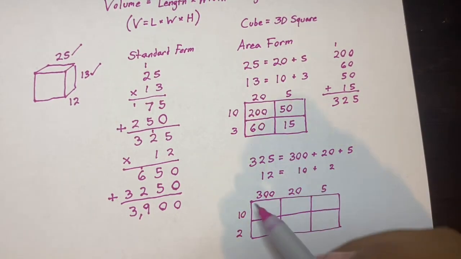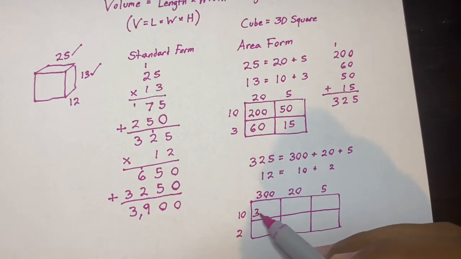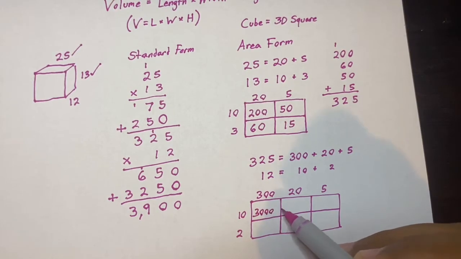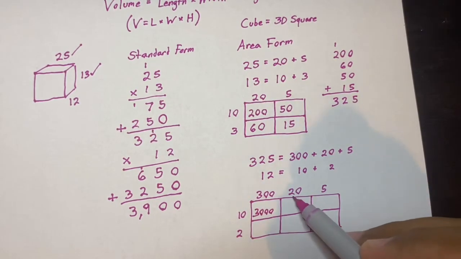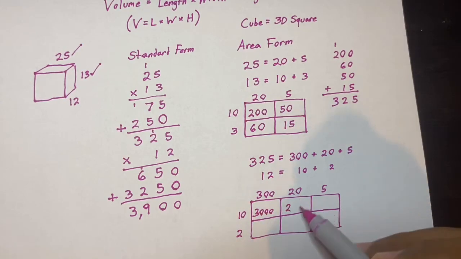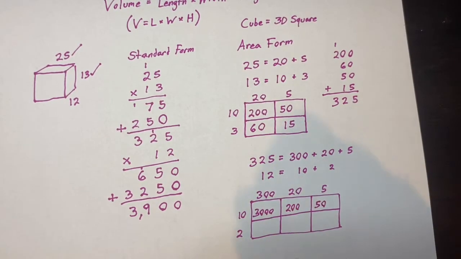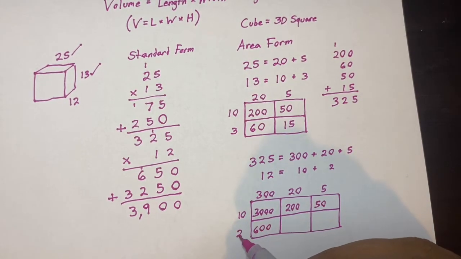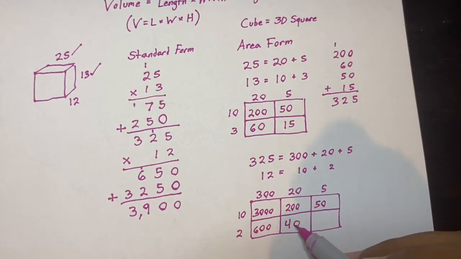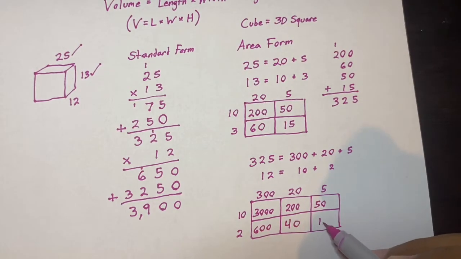Same process as before. 1 times 3, 3. Between the 10 and the 300, there are 3 zeros, so we'll put 3 zeros. Then 1 times 2 is 2. Between the 10 and the 20, there are 2 zeros. 1 times 5 is 5. Between the 10 and the 5, there's 1 zero. 2 times 3 is 6. Between the 2 and the 300, there are 2 zeros. 2 times 2 is 4. Between the 2 and the 20, there's 1 zero. And then 2 times 5 is 10.